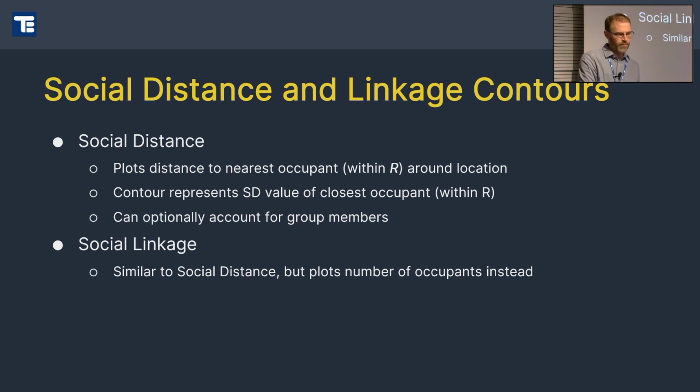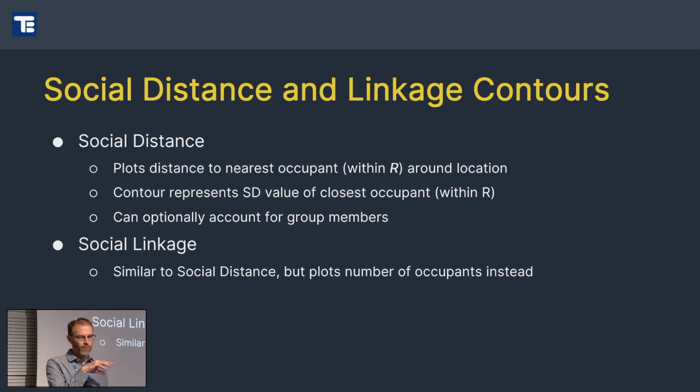In a similar vein, we improved some of the social distance visualizations that we had been producing. In the past, you can infer things like social distance from density plots and density contours, but we created a specific social distance contour and a linkage contour, and they're related. For an influence radius R around every occupant, we plot the distance to the nearest occupant, and then that contour plot represents that value of the closest one.